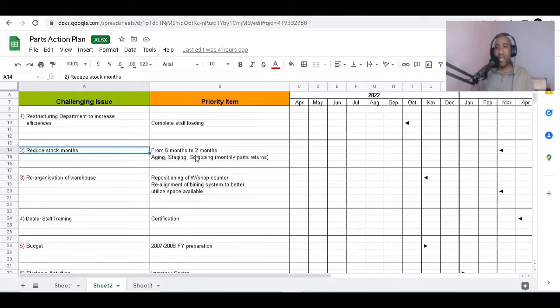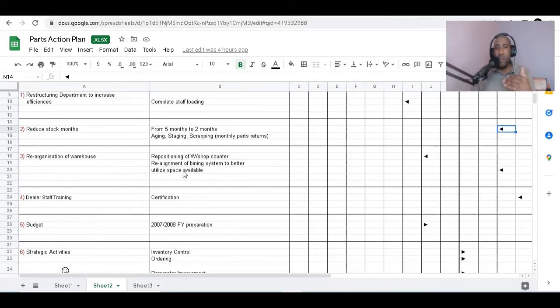Lean operations is also another thing, and this is on a monthly basis. Say, for instance, if you want to achieve this priority right here from 5 months to 2 months, and you want that to be completed by March of the following year, because it's an ongoing process, you then review and revise and continue the process as you go along.